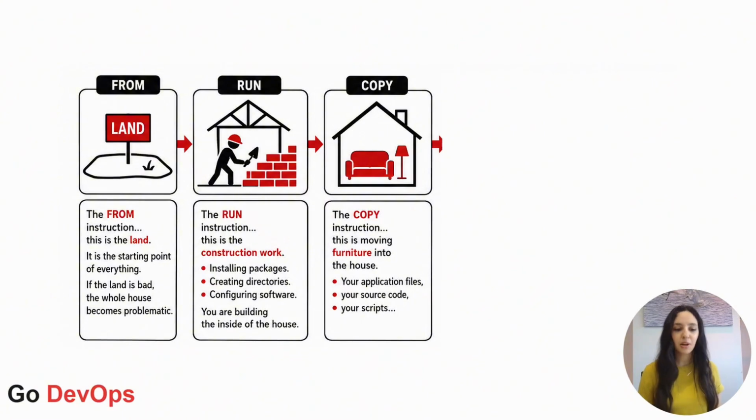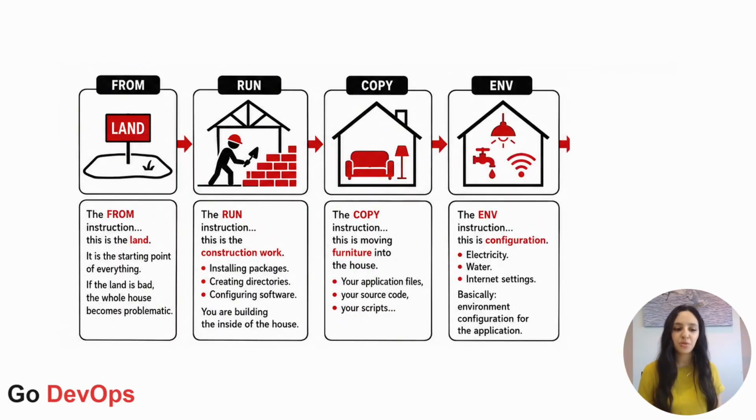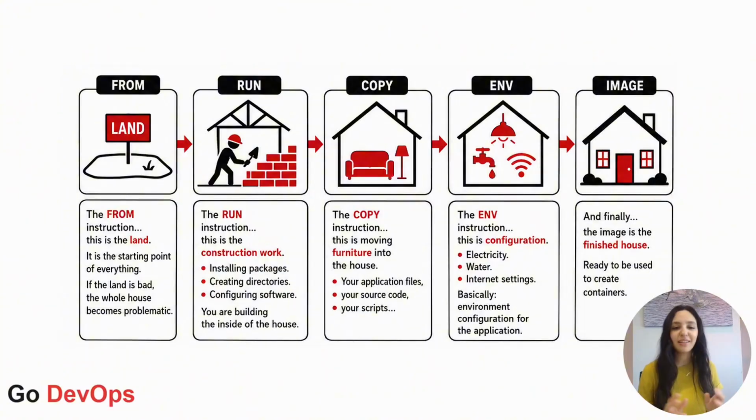The COPY instruction, this is moving furniture into the house. So your application files, the source code, your script, and other things. The ENV instruction, this is configuration. So electricity, water, internet settings. So basically the environment configuration for the application. And finally, the image is the finished house, ready to be used to create containers. So during the whole episode, keep this mental model in mind because every instruction modifies the future image.